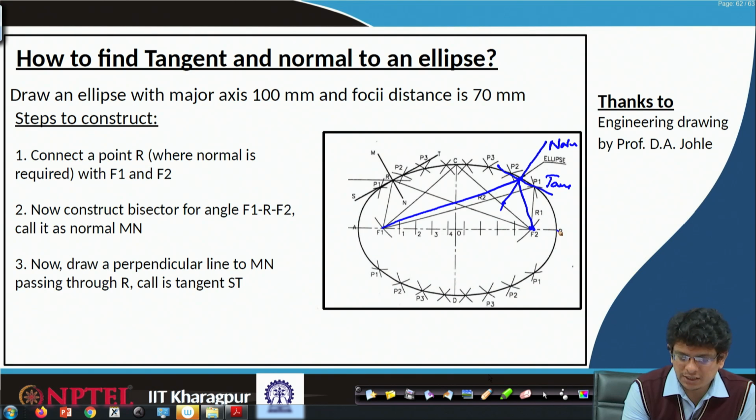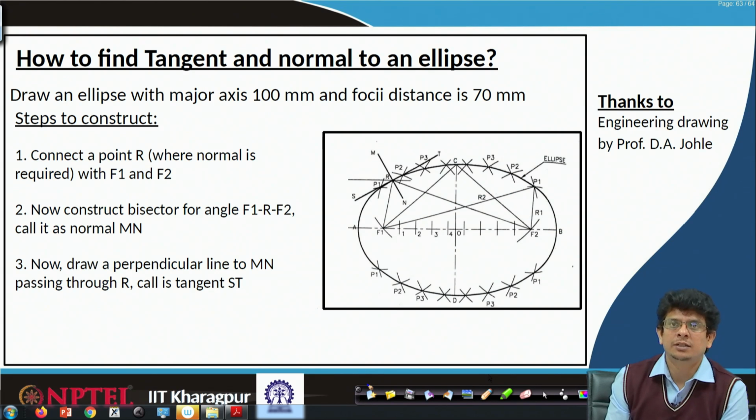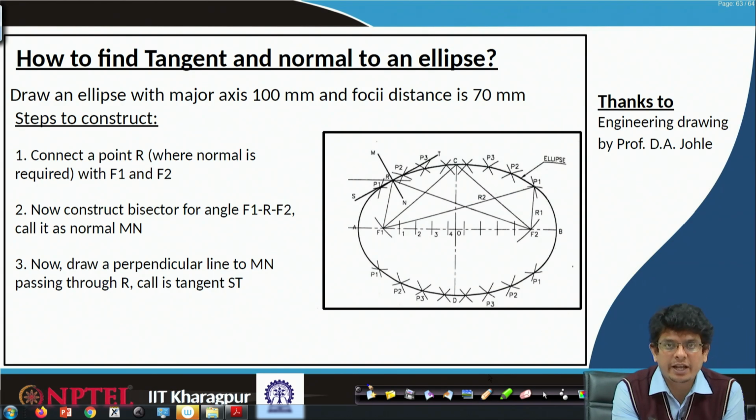If one would like to construct a normal here, what is to be done? Think about it. Precisely on the major axis or minor axis, you would like to construct the normal. Will that be straightforward, or do I have to join the lines from F1, F2 and bisect it? So, let us look at it carefully.